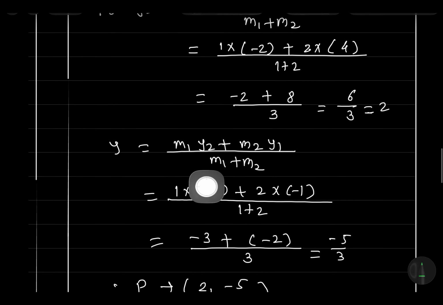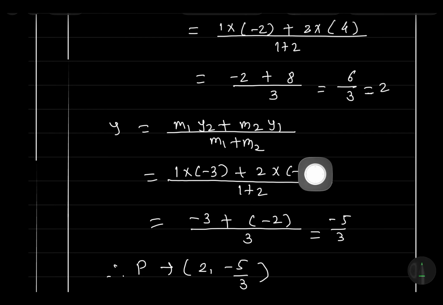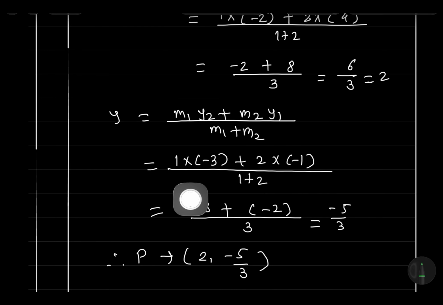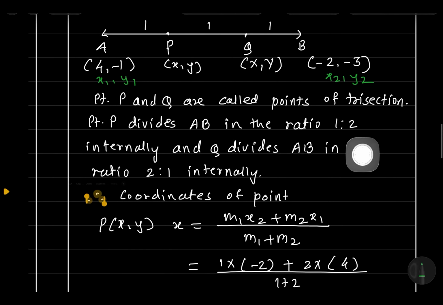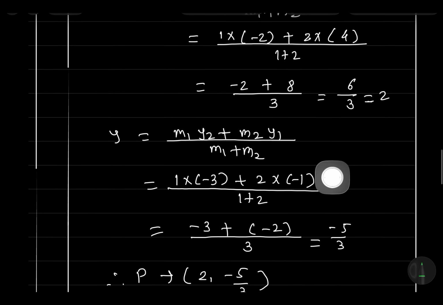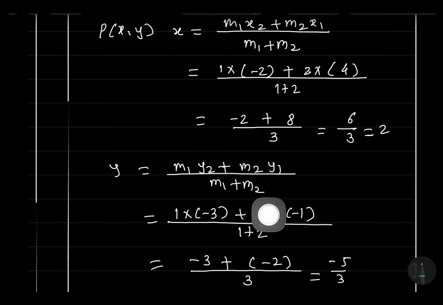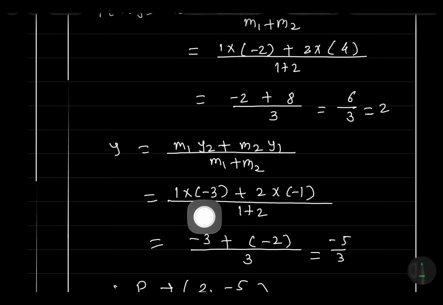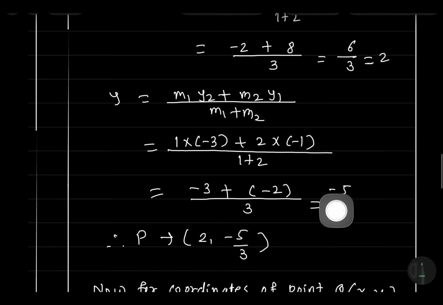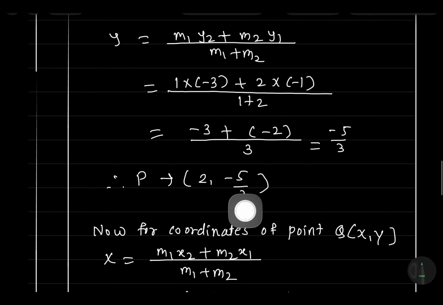Now again we have to find y, m1 y2 plus m2 y1. So put the values. Here m1 is 1 into y2, which is -3. See, y2 is -3. Then m2 is 2 into y1, which is -1. And then m1 plus m2, 1 plus 2. So -3 into 1 is -3, 2 into -1 is -2. We have to take the addition and give the minus sign, so -5 upon 3. So what values did you get? 2 and -5/3. These are the first point.